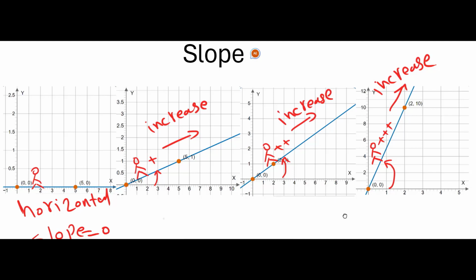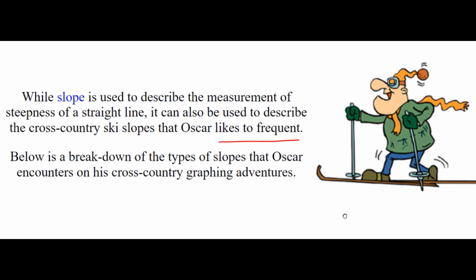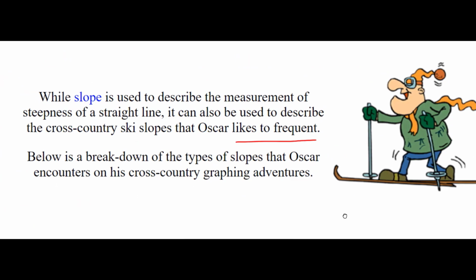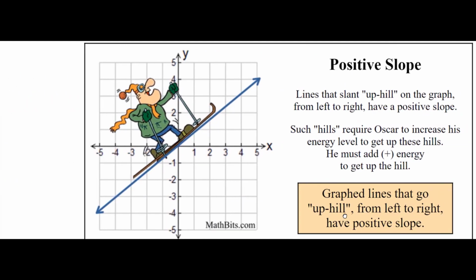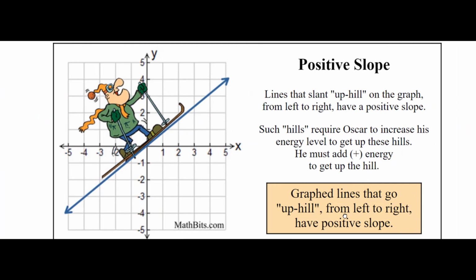Okay. Let's go to Oscar here. Oscar likes to ski. Look at this graph. Oscar here needs to go up the hill. He needs a positive slope. Why? Because here he goes up. This direction means increasing, and it means more energy to go up the hill.